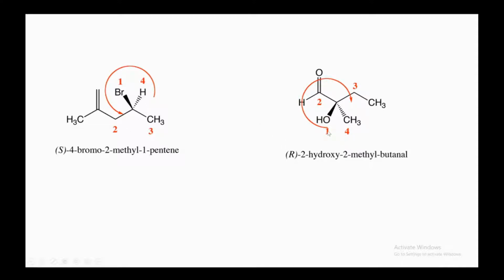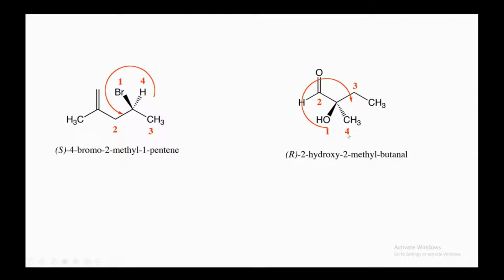And again, let's apply the CIP rules to this compound. Number 1 will be oxygen, because oxygen is higher in priority than carbon. Carbon has atomic number 6 and oxygen has 8. One can argue that this carbonyl compound also contains oxygen. Why is it not priority 1? If we look closely, this carbonyl group first contains carbon, then oxygen, but this hydroxyl group directly contains oxygen. That's why we put priority number 1 there, number 2 goes to the aldehyde carbon, number 3 to this ethyl, and number 4 to this methyl.